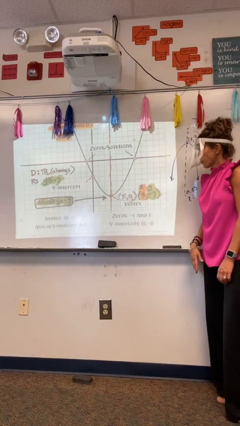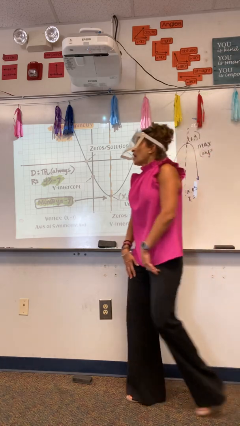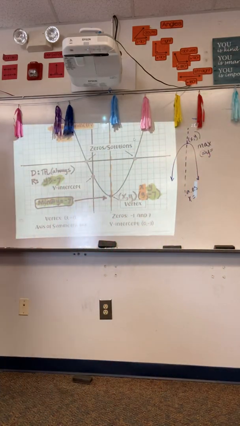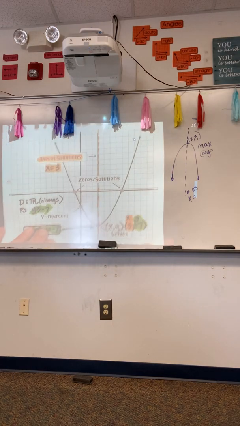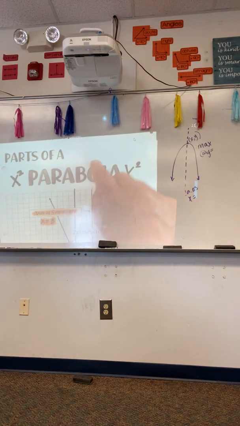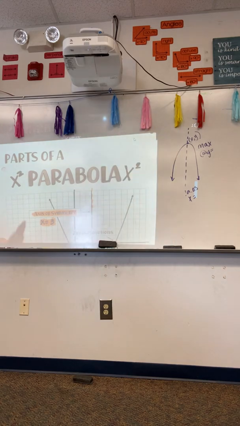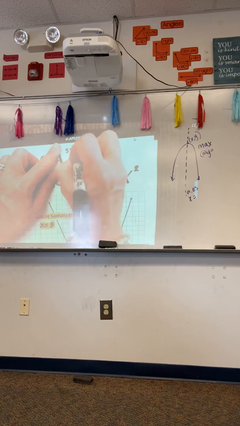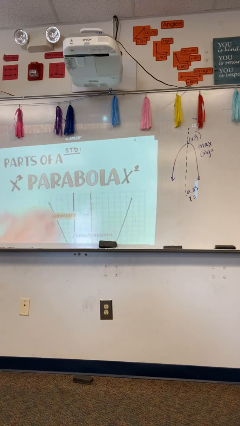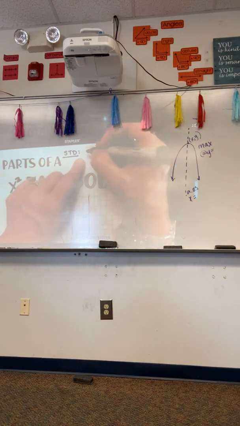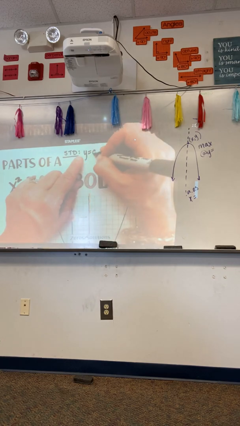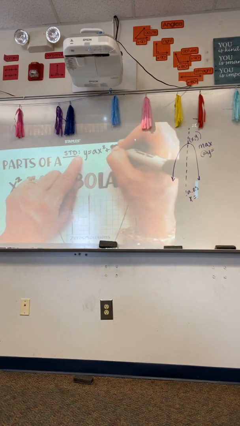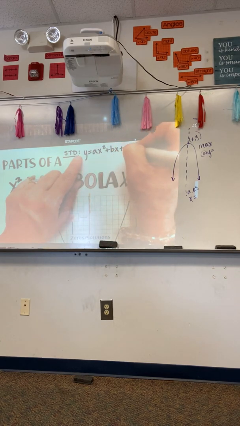Okay? All right, so that's all the stuff that we've learned over the past 2 days for the most part. Okay? Now I'm going to come up here to the tippy top. We've got more to add. Up here, we're going to write 2 different formulas. We have something that we call STD form, which is really our standard form. And it is y equals ax squared plus bx plus c.